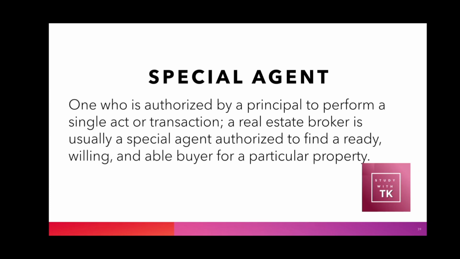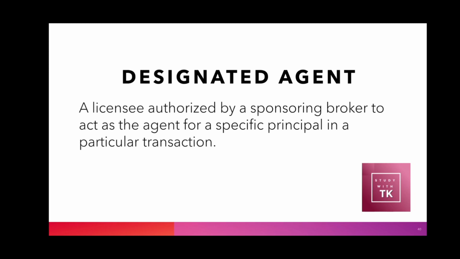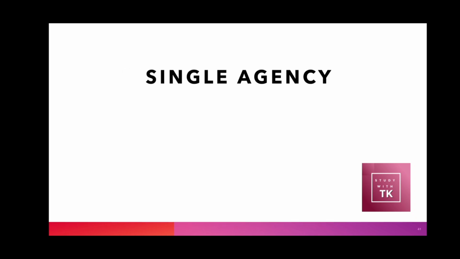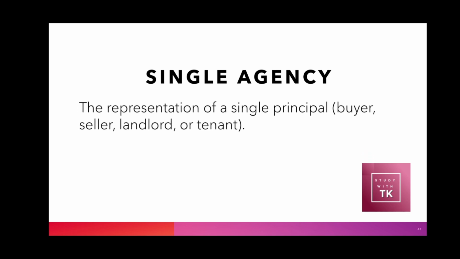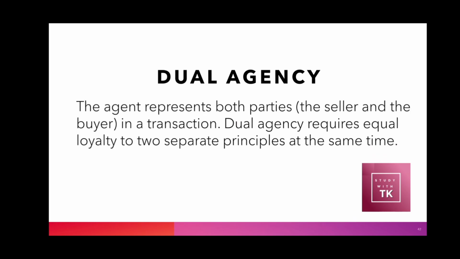A real estate broker is usually a special agent authorized to find a ready, willing, and able buyer for a particular property. Designated agent, a licensee authorized by a sponsoring broker to act as the agent for a specific principal in a particular transaction. Single agency, the representation of a single principal, which could be a buyer, seller, landlord, or tenant. Dual agency, the agent represents both parties, the seller and the buyer, in a transaction. Dual agency requires equal loyalty to two separate principals at the same time.